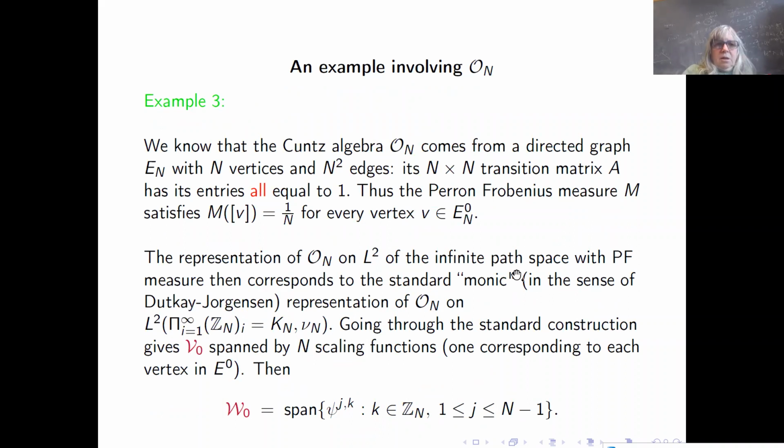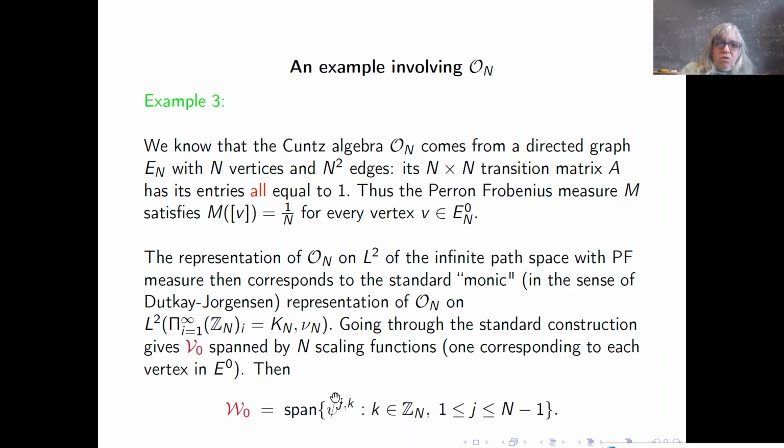And I think I'm coming to the end. The Cuntz algebra ON, we've already seen O3, but you can also obtain it from a directed graph, EN, a directed graph that has n vertices and n squared edges, and the n by n transition matrix has all the entries equal to 1. And then this Perron-Frobenius measure satisfies that the measure of a cylinder set corresponding to a vertex is 1 over n for every vertex. And then when you set up your infinite path space, it's just the infinite product of Z mod n.